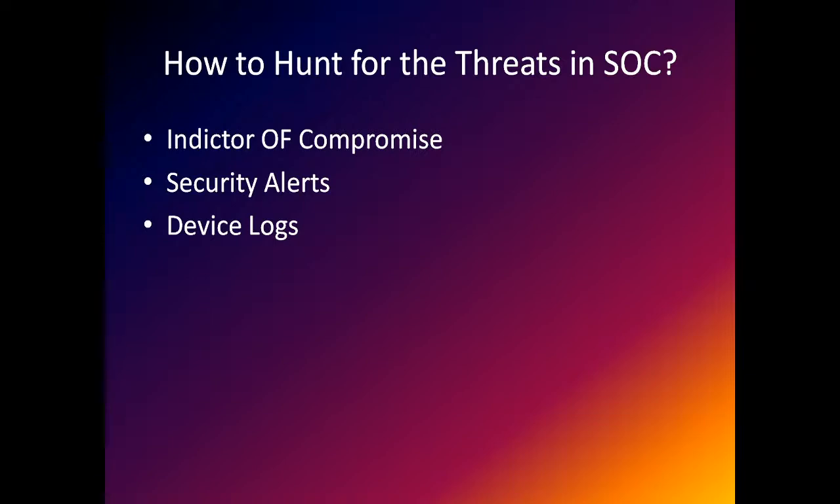Because indicator of compromise is more about intelligence. Security alerts are based on signatures. Antivirus has its own signatures, firewall has its ACLs, IDS, IPS, DLP, proxy, all are different security products working on specific signatures, specific patterns. If they find the pattern, they will trigger the alert. If there is no pattern, no match, security alerts will allow that communication.